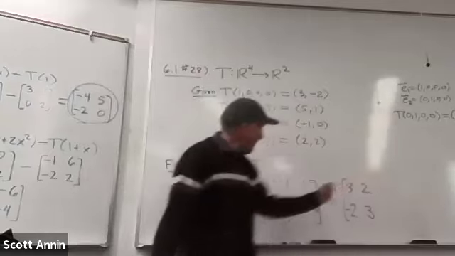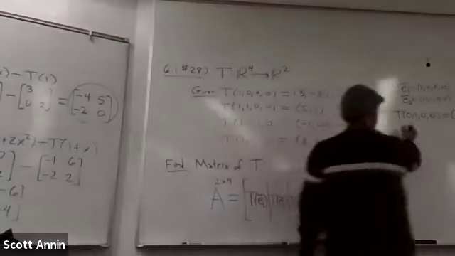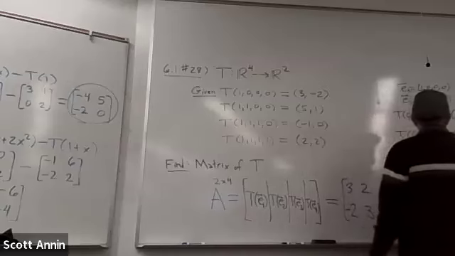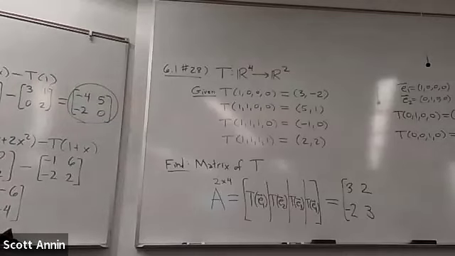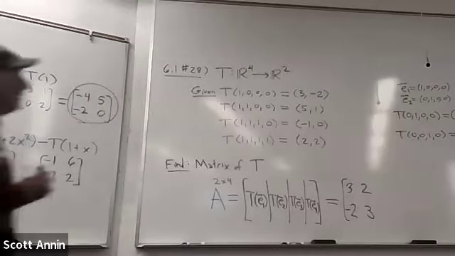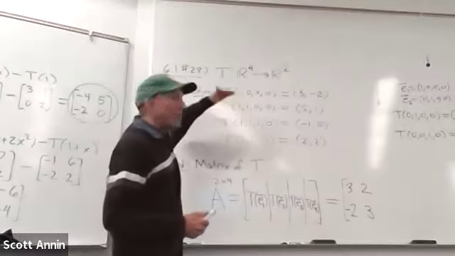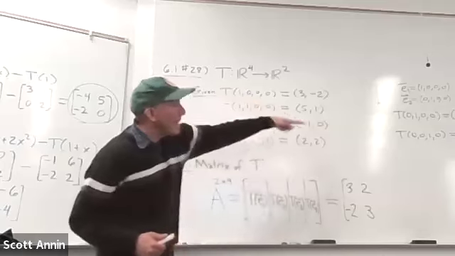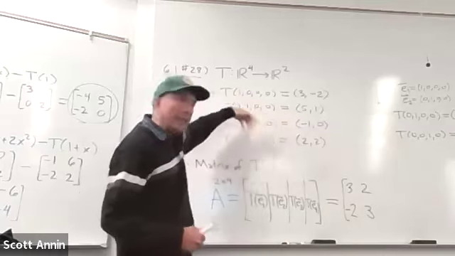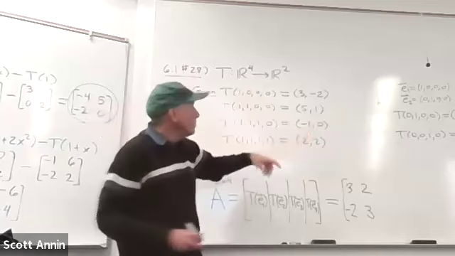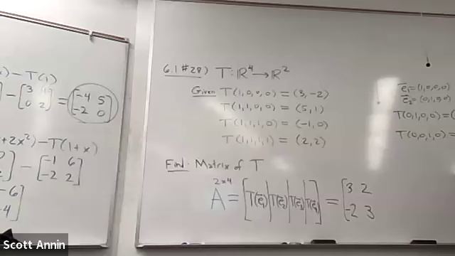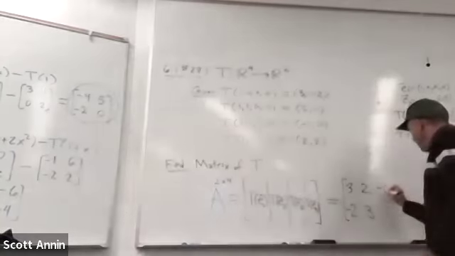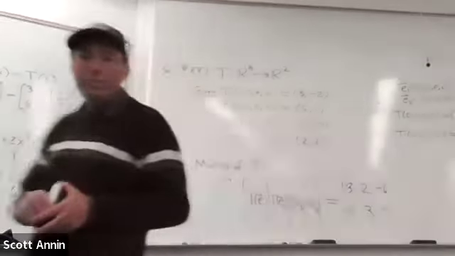The next column should be T of E3. So I need to know T of 0, 0, 1, 0. Did they give that to us? No, they did not. So how am I going to get it? Subtract the second one from the third one, right? If I take the third line minus the second line, I'll get exactly 0, 0, 1, 0 on the left. T is respecting all of this subtraction. So I will just simply get -1, 0 minus 5 and 1. And if I subtract that out, I'll get -6 and -1. And so that goes on the third column, -6 and -1.